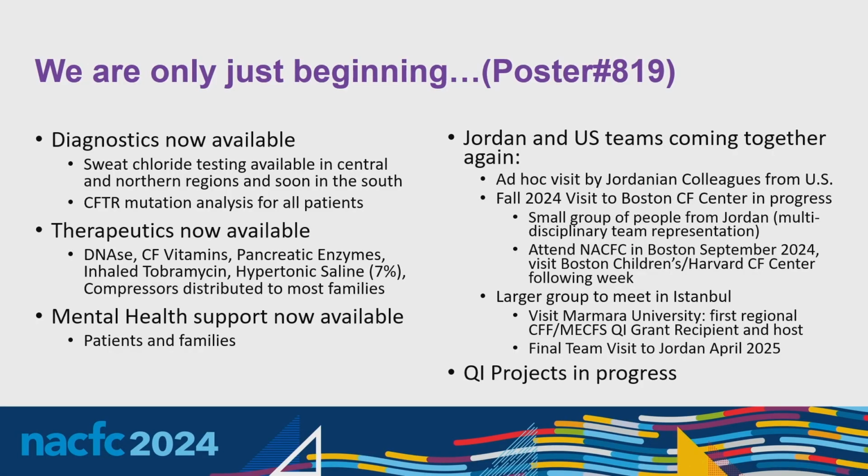So where we are right now in Jordan, we have diagnostics available. We have sweat chloride measuring kits that measure the chloride levels. We didn't have those before, and we have a plan to do CFTR mutation analysis for all our patients. Hopefully, the beginning of next year, I think we will start collecting the samples. We do have the therapeutics available: the DNAs, the vitamins, the enzymes, hypertonic saline. We have mental support available.